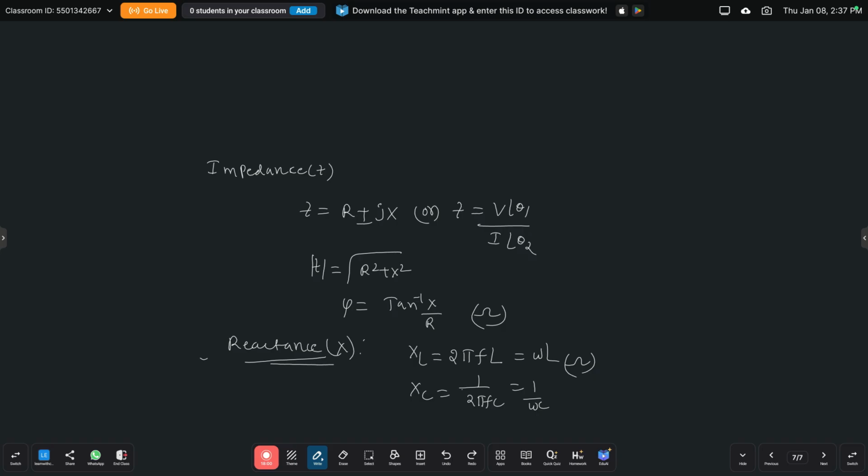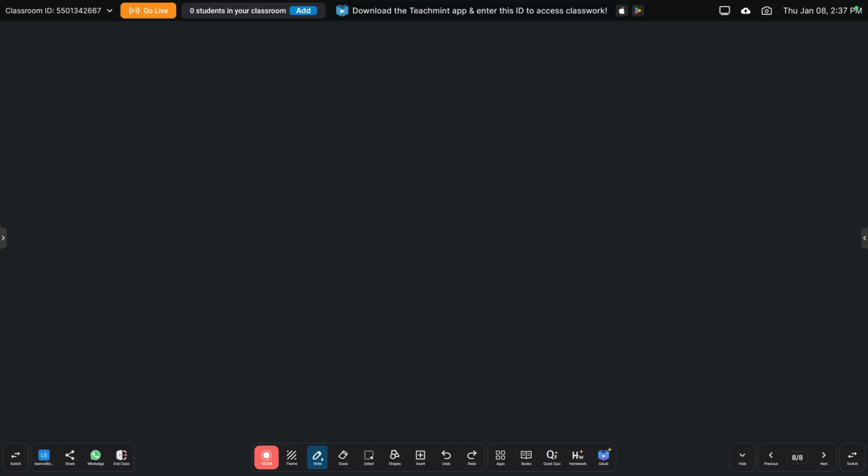Right. Similarly, the admittance. The admittance is nothing but the reciprocal of the impedance. So simply, the admittance Y can be written as 1 by Z, that is the reciprocal of impedance, that is 1 by R plus or minus jX.